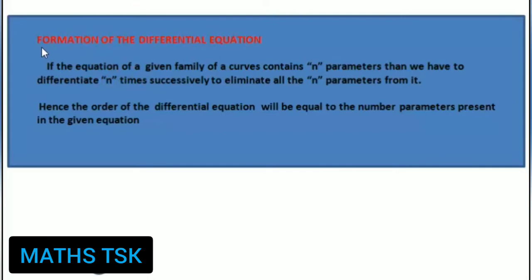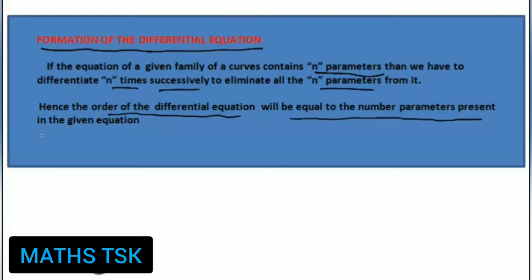Formation of differential equation. How can you form a differential equation when an equation is given? If the equation of a given family of curves contains n parameters, so if it contains 2 parameters, then we have to differentiate 2 times. We differentiate the given equation n times successively to eliminate the n parameters. After eliminating the n parameters, the equation obtained will be of order n. Means the nth order derivative will be present, so the order of the differential equation will be n. And that is said to be the differential equation. Hence, the order of the differential equation will be equal to the number of parameters present in the given equation.